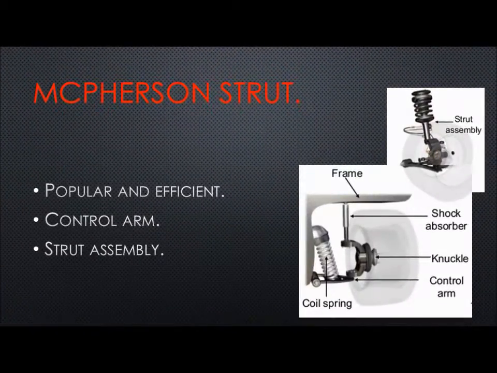McPherson strut. This suspension is a very popular and efficient form of suspension. It has one control arm and a strut assembly. A coil spring and shock absorber will normally form parts of the strut assembly. Coil springs may be mounted on the control arm instead of being around the strut. On this type, the shock absorber connects the knuckle to the frame.